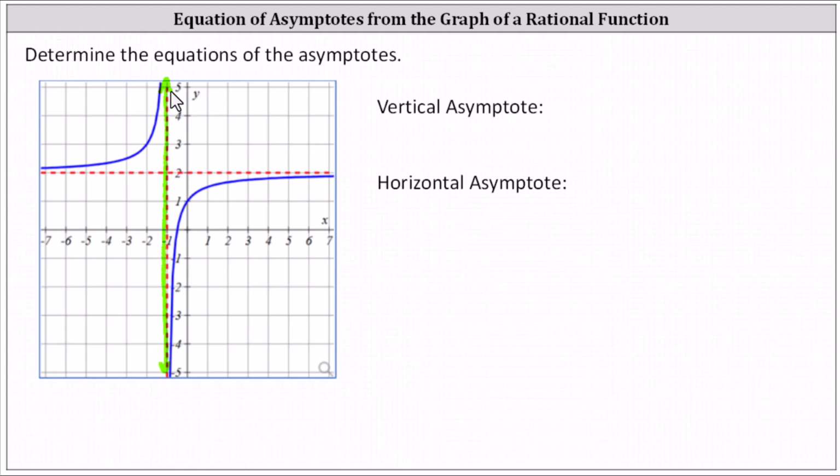Notice this vertical line intersects the x-axis at -1. In fact, every point on this vertical line has an x-coordinate of -1, which is why the equation of the vertical asymptote is x equals -1.